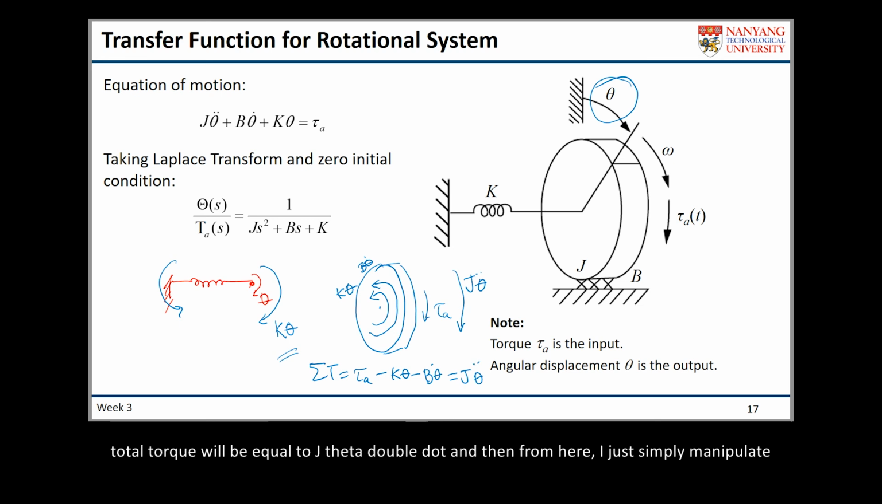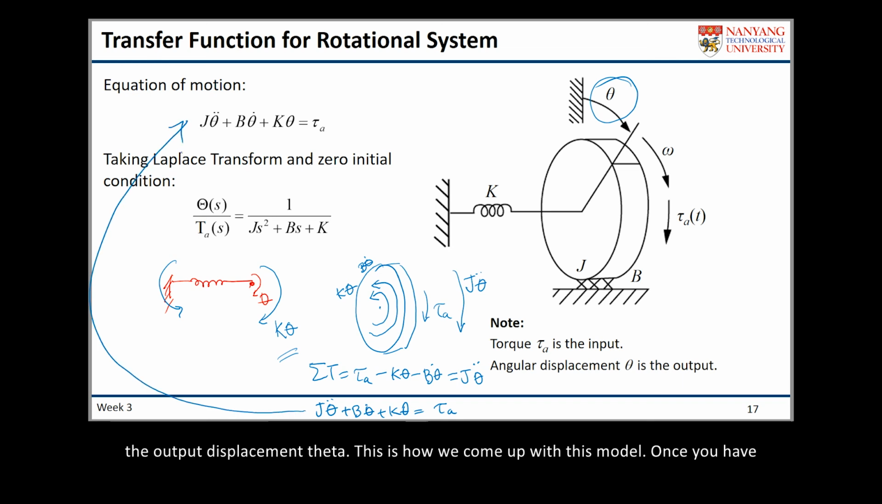And then from here, I just simply manipulate this equation mathematically. J theta double dot plus B theta dot plus K theta will be equal to tau A. So this is the differential equation that relates the input tau A and the output displacement theta. This is how we come up to this model.